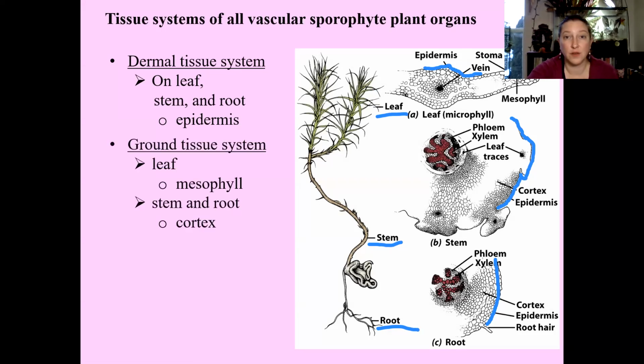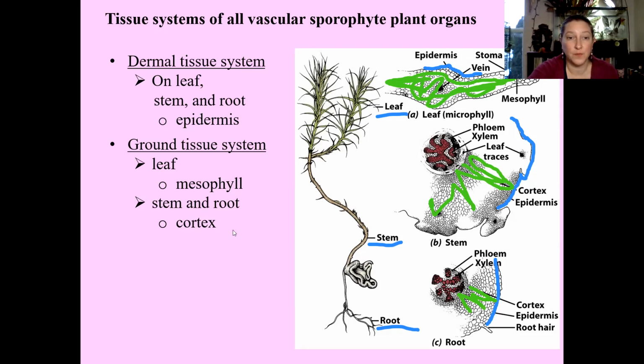Then you have the ground tissue system. I'll use a different color. I'll use green. So ground tissue system. In the leaf, the ground tissue system is called mesophyll, right? Mesophyll. And that's basically the whole inside of the leaf. In the stem and the root, the ground tissue system is called cortex. So that's this whole area, and you could draw all the way around, right? And that's in the stem, and here's in the roots. So that's your ground tissue system.